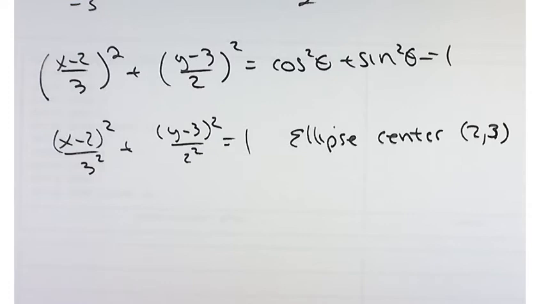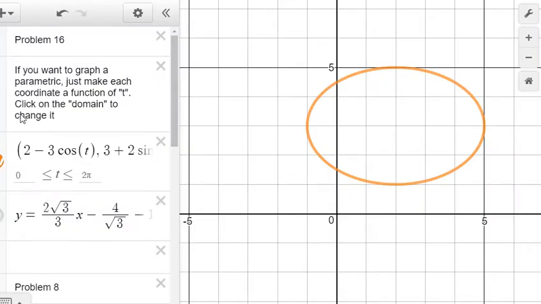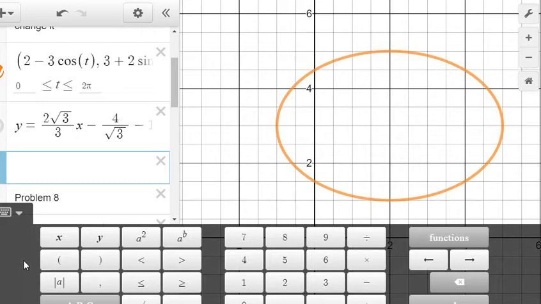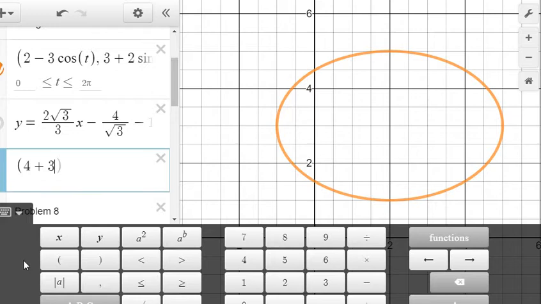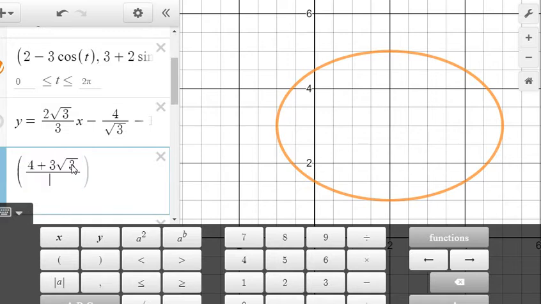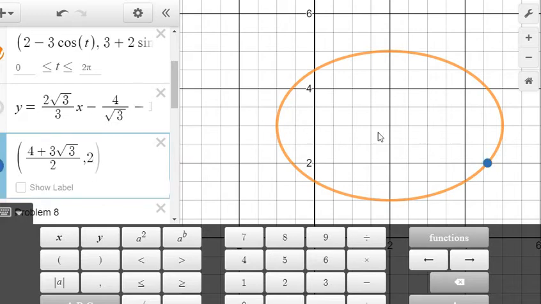I think I have that one graphed for us. Let's take a look. Parametric equations. Yeah. So here's the graph right here. I want to see if we can find the equation of the tangent line at this point, 4 plus 3 times the square root of 3 divided by 2, comma 2. So, boom, right there.